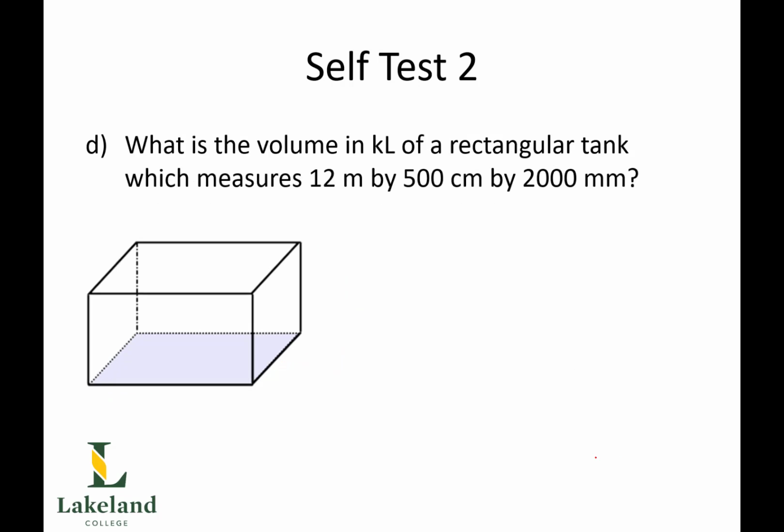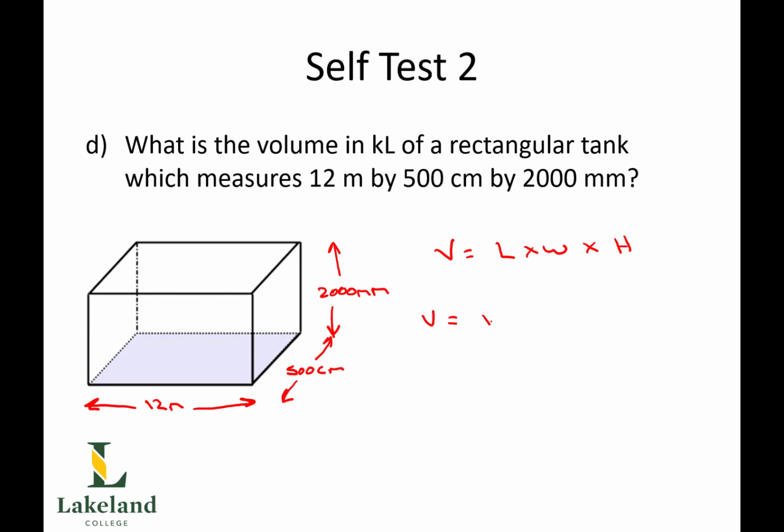What is the volume in kilolitres of a rectangular tank which measures 12 metres by 500 centimetres by 2,000 millimetres? Okay, so if we label it up, 12 metres, 500 centimetres, and 2,000 millimetres. This is pretty much the exact same question as the last one. Our volume is still length times width times height, but now all of our dimensions this time are not in metres, so we need to convert them.